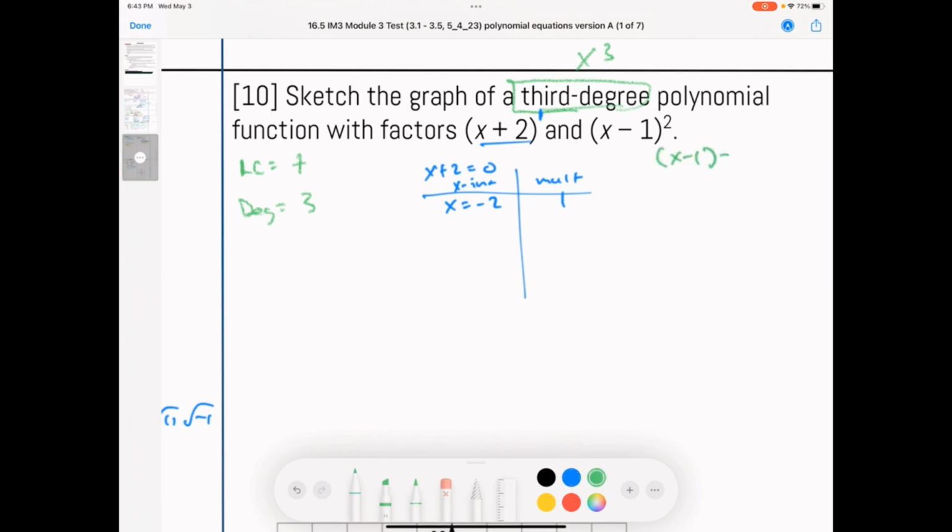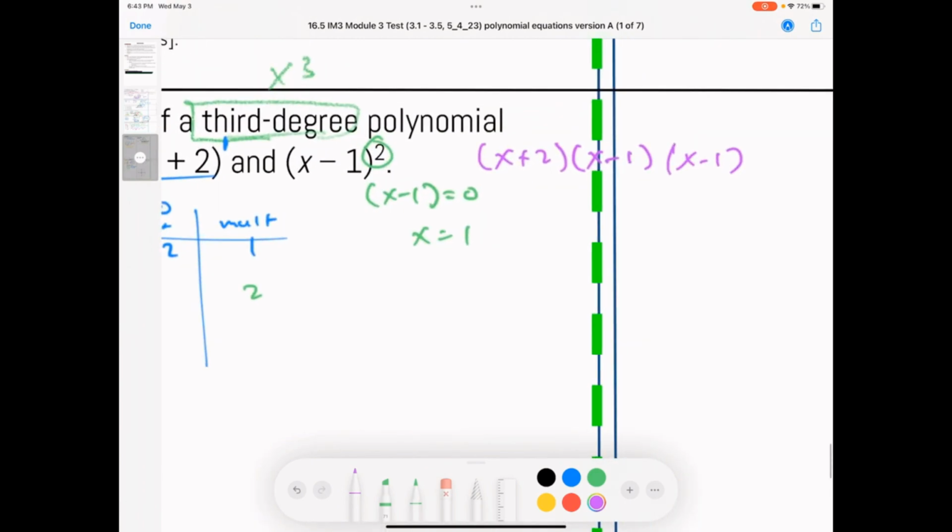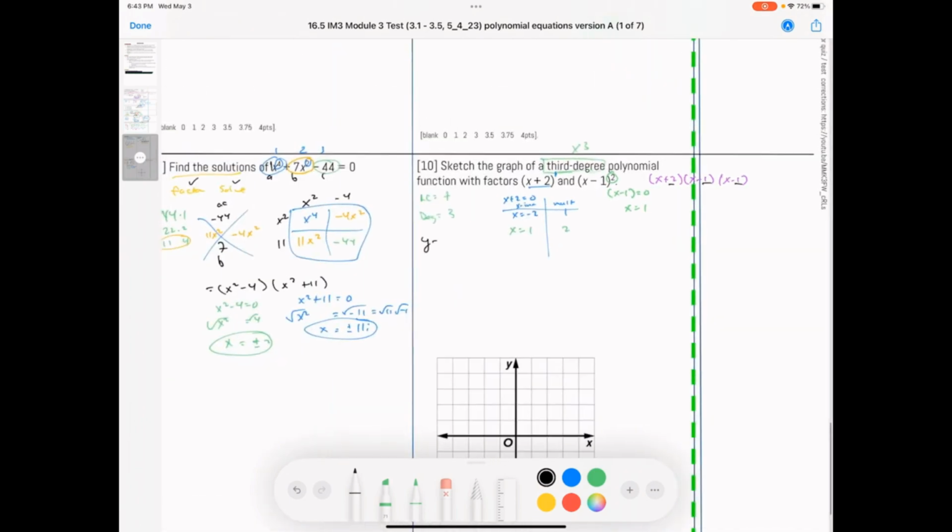If you do this over here, and multiplicity is 2. Another one you can do is just multiply the constants. 2 times -1 is -2, -2 times -1 is +2. So that gives me a y-intercept of 2.